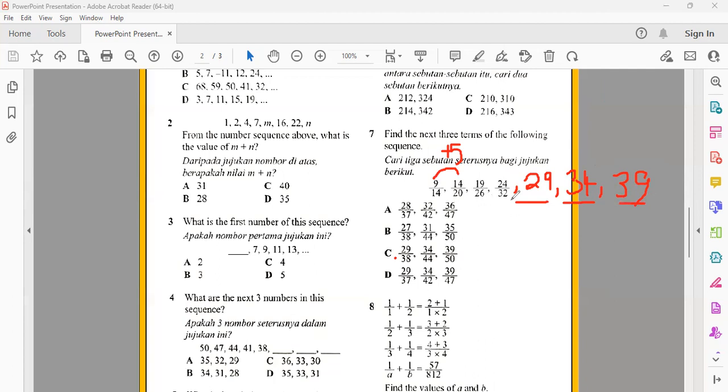Now the bottom plus 6. So 32 plus 6 will be 38. 38 plus 6 would be 44. And 44 plus 6 will be 50. Absolutely correct. So the answer will be C. Did you all get this?